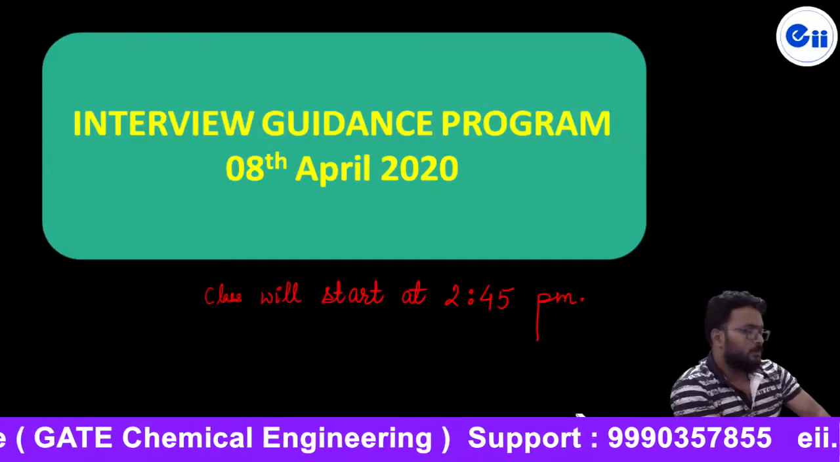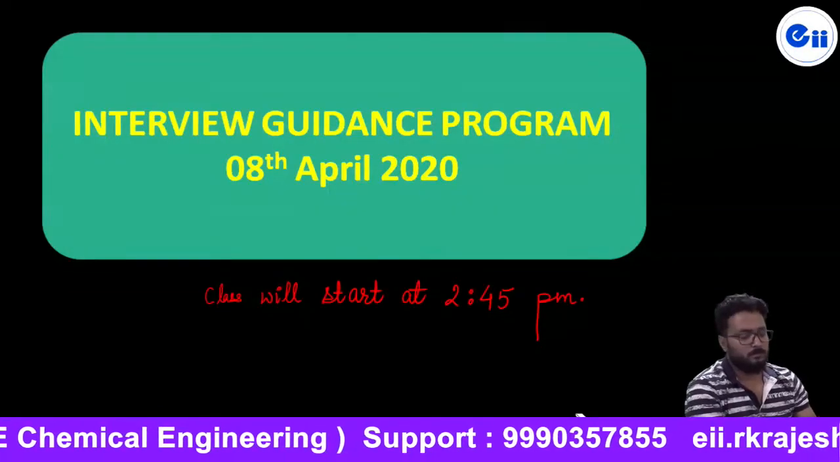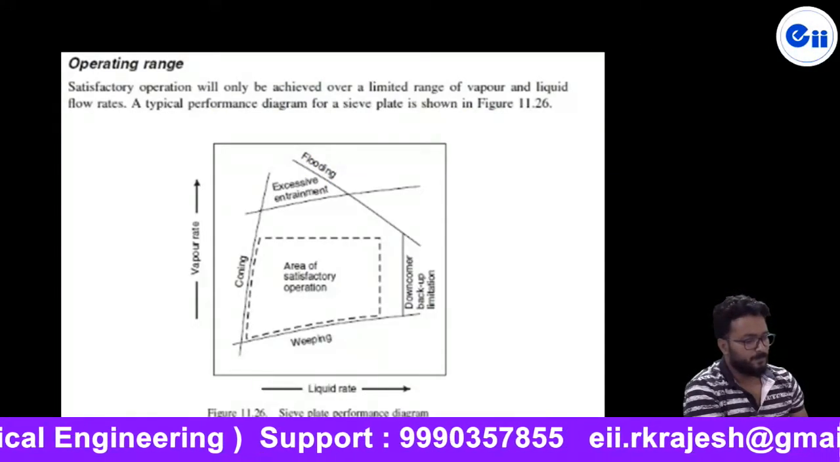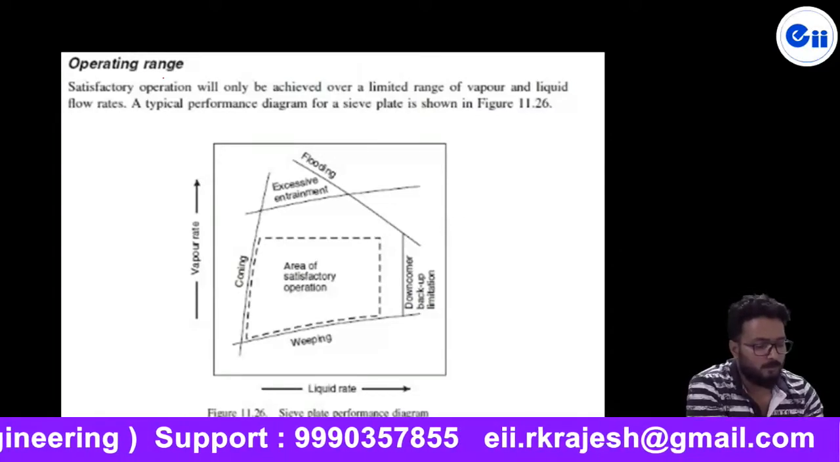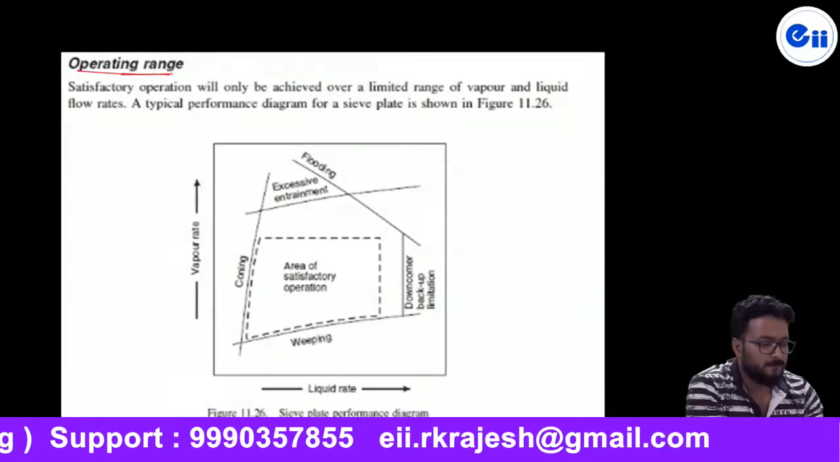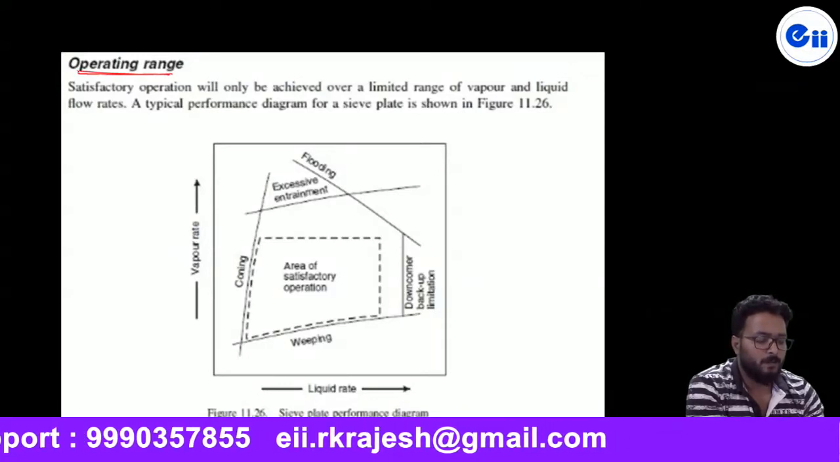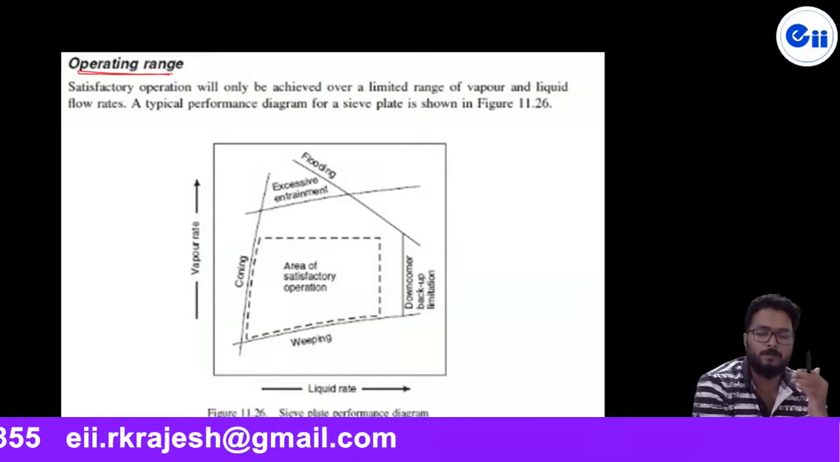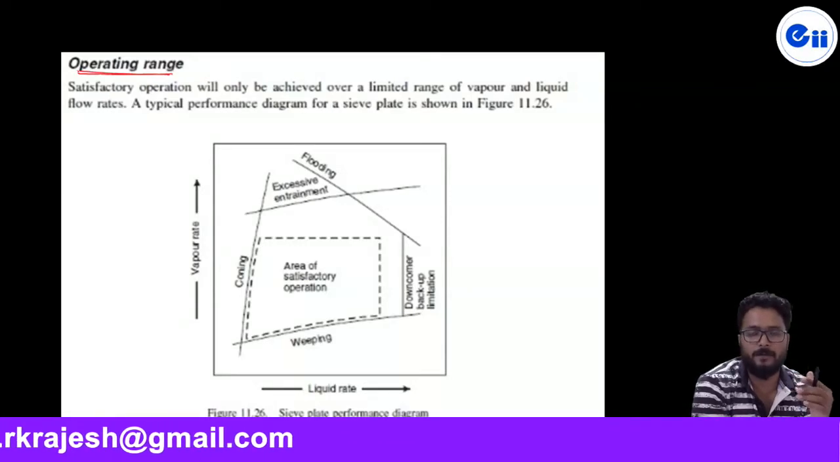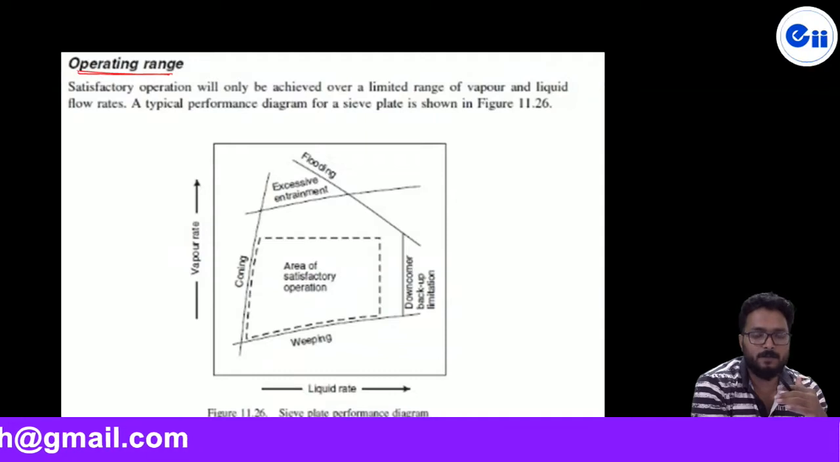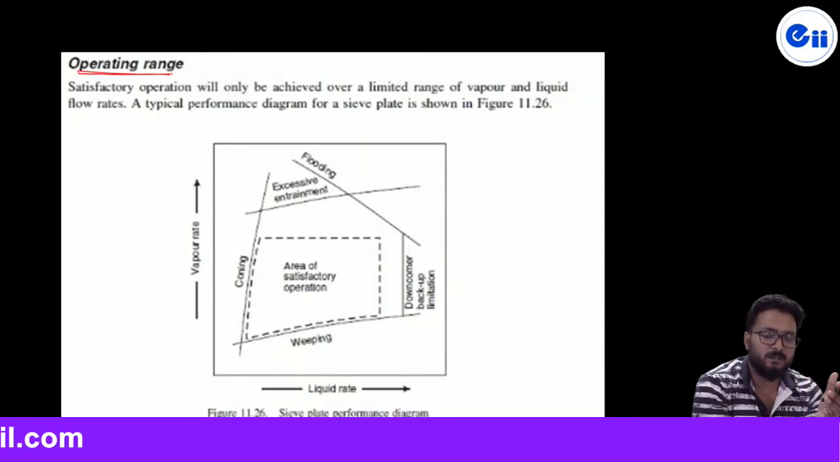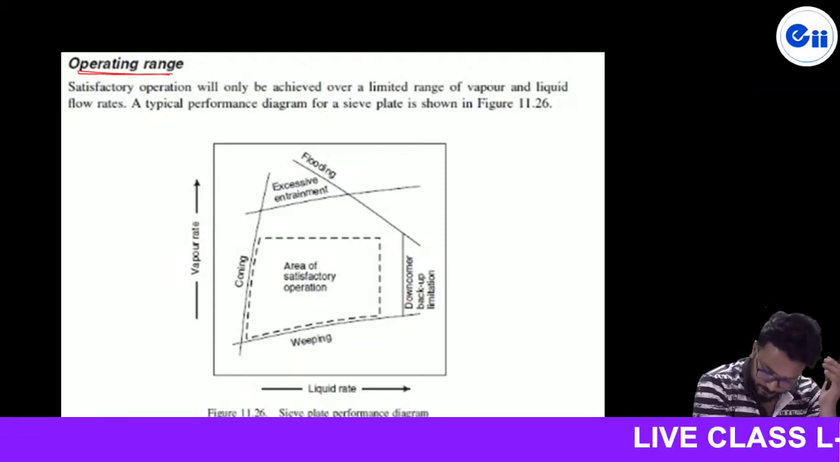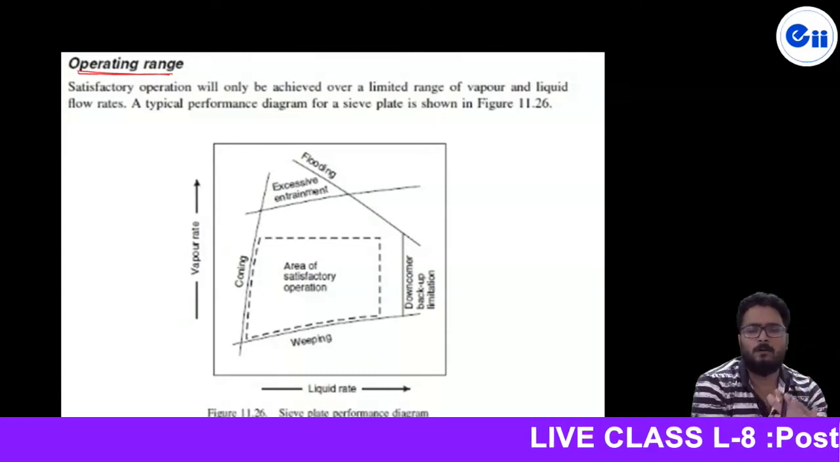Now in the same sequence, the next part, as I told you, is the operating range. As far as operating range is concerned, I have told you that we are not supposed to increase the velocity of vapor very high, because if the velocity of vapor is very high, then flooding will take place, and if the velocity of vapor is very low, then weeping may take place. That's why the operating range matters.